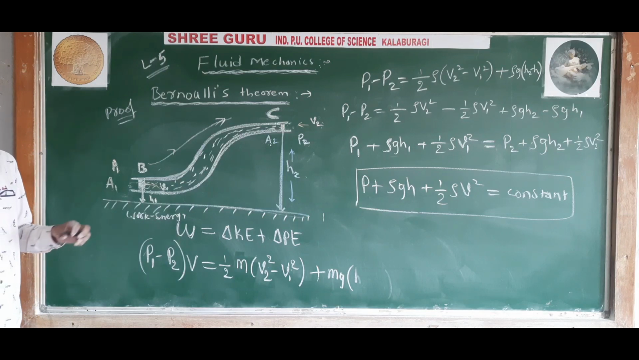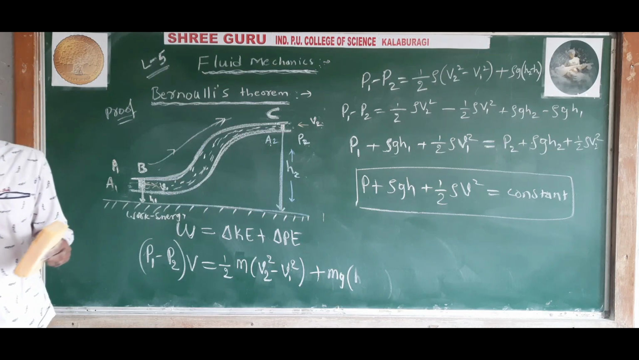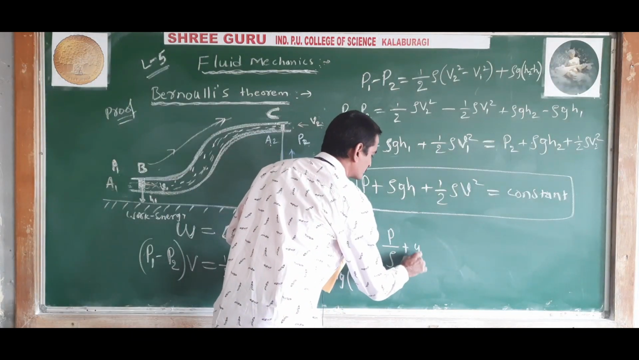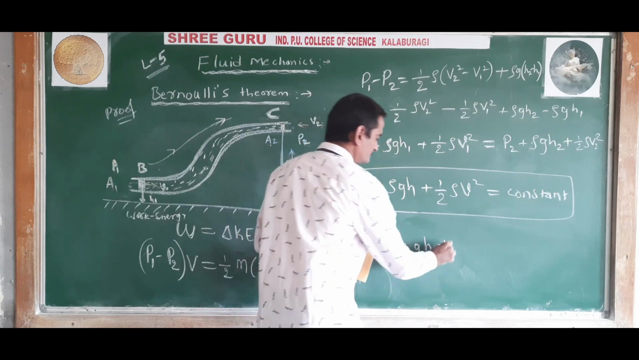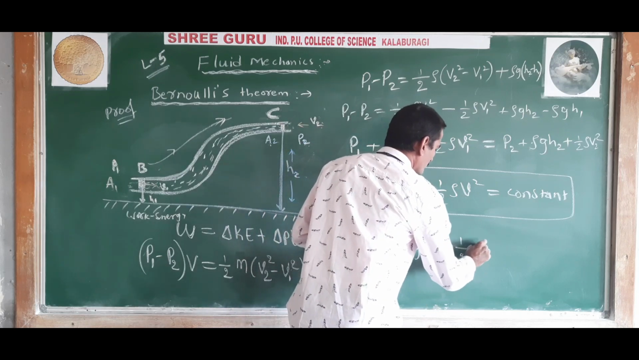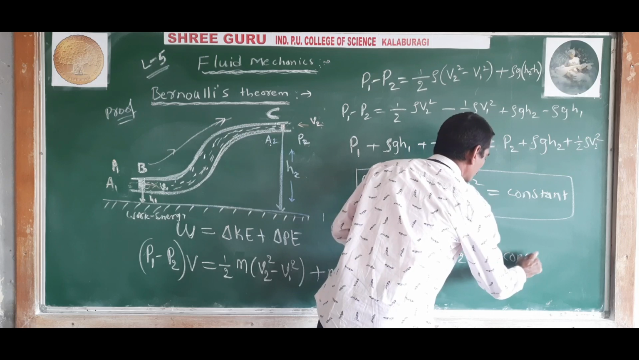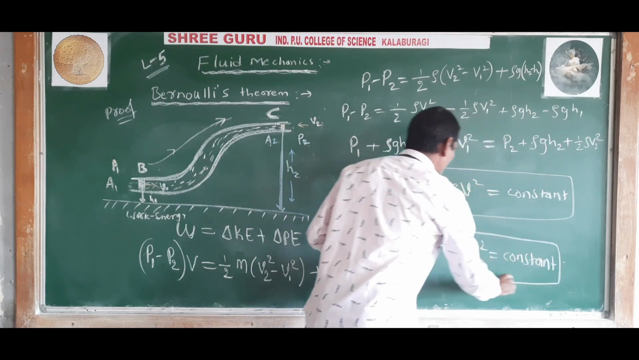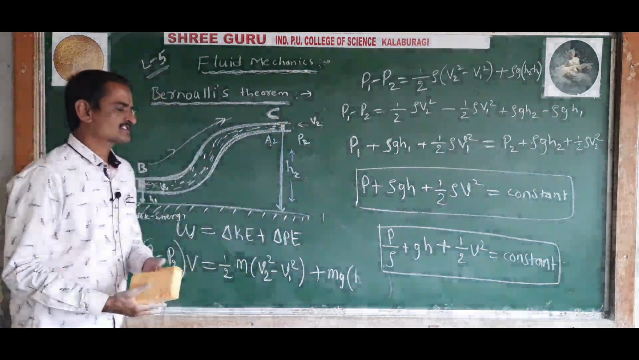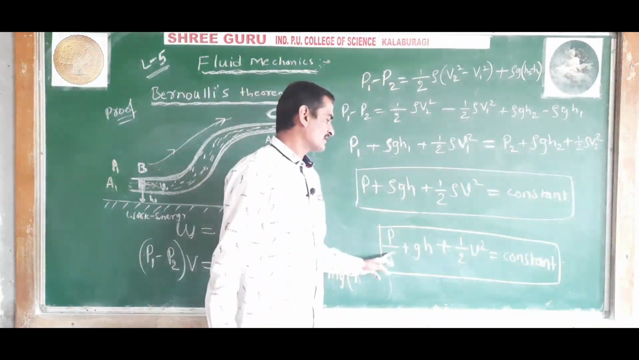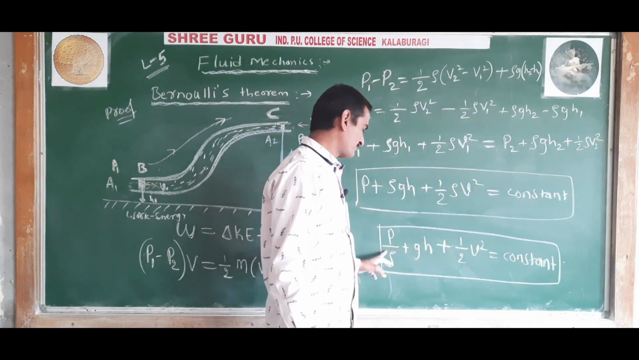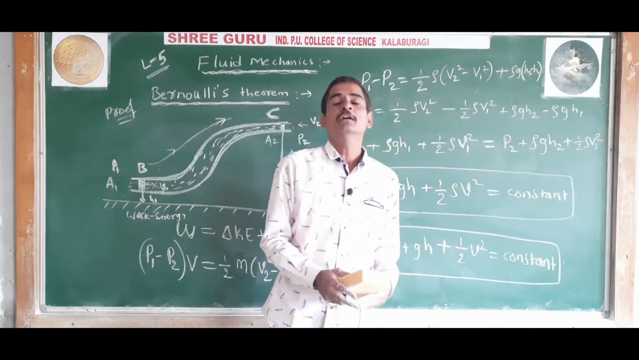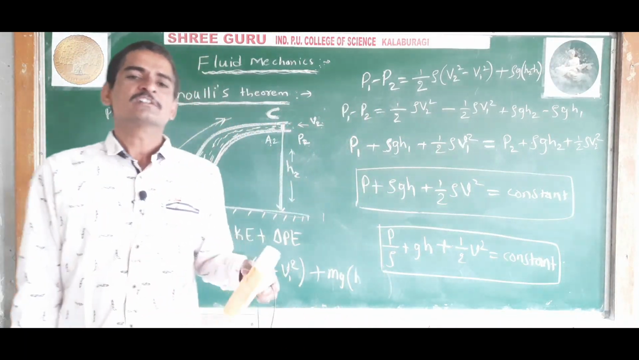So Bernoulli's theorem per unit mass of fluid is given by P divided by rho plus g h plus half v square will remain constant. This is energy per unit mass. This is also Bernoulli's equation. This is the statement that the sum of pressure energy, potential energy and kinetic energy per unit mass will remain constant for an ideal fluid having a streamline flow.